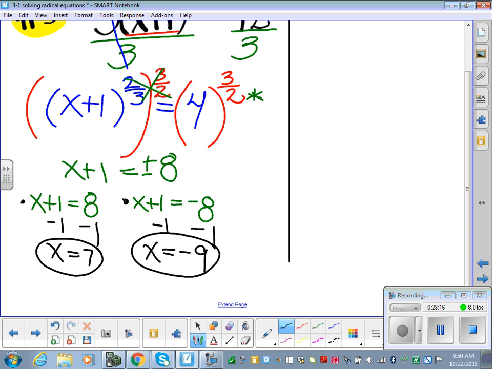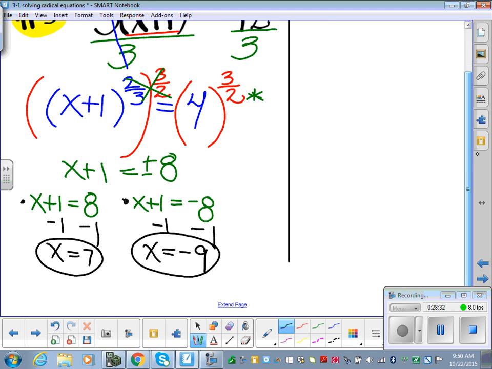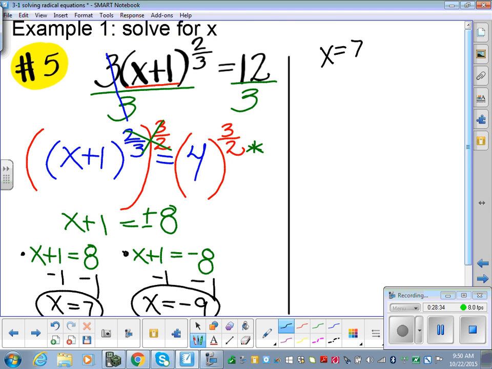Now we need to check them for extraneous solutions. So we have to check both of those answers. Any questions on how I got them? Okay. Now we have to quickly check. I'm going to do it a little bit quicker. I'm going to use my calculator. So I just type it in. I'm going to check x is equal to 7 first. So I plug it into my calculator.